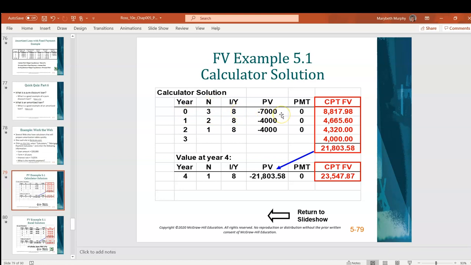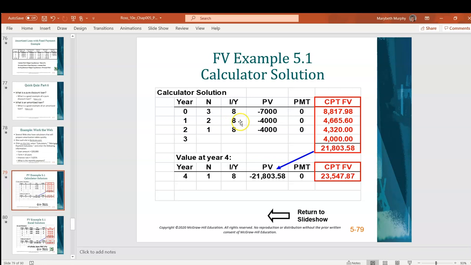The interest rate is 8. The present value is minus 7,000, and the payment is 0 because there's no payments here. We're putting a different amount every year, so we're showing them as the present value. And we're going to compute the future value, and you're going to hit that compute future value. It's 8,817.98.